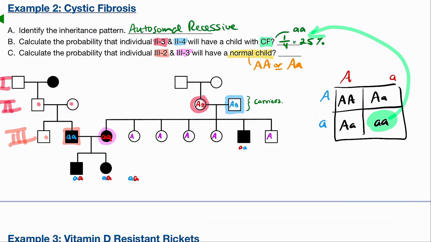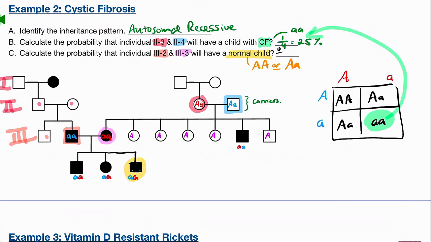So what's the chances that they have another kid here? And let's just say it's a boy. There you go. 100% chance. 100% chance that this next child will have cystic fibrosis. What's the chances of being normal? Well, that'd be 0. 0 out of 4. Well, really it's 0. 0% chance. The parents only have little a's to give, right?